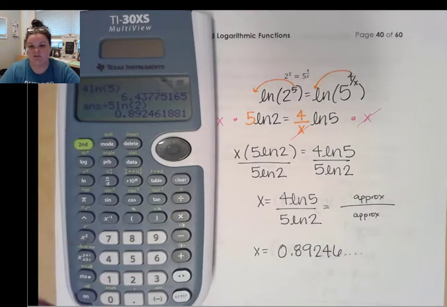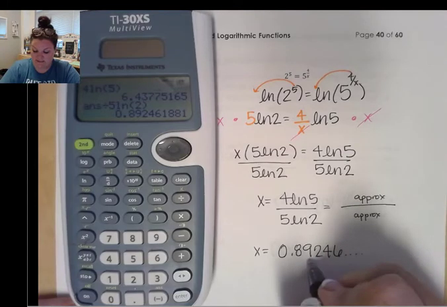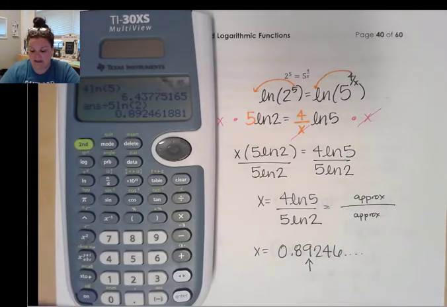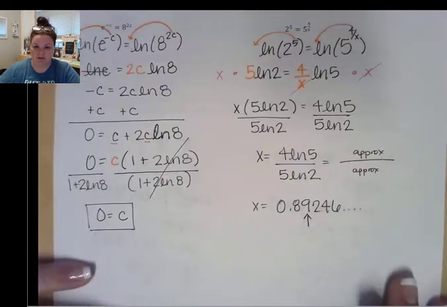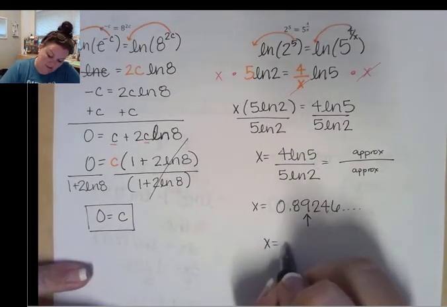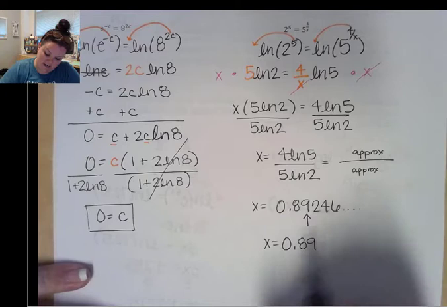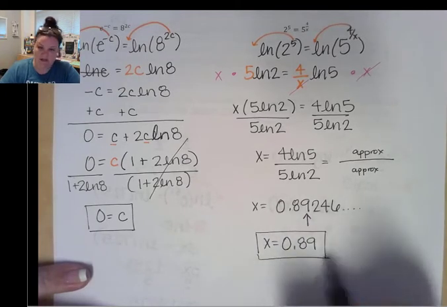And so what we end up with is 0.89246 and a whole bunch of other stuff, right? We're going to go with the same rounding rules that we had on the last page, which is to round to the nearest hundredth. So 2 decimal places would be the 9. And because there's a 2 behind it, it's not going to round up. So we're going to say this is approximately 0.89. Okay?